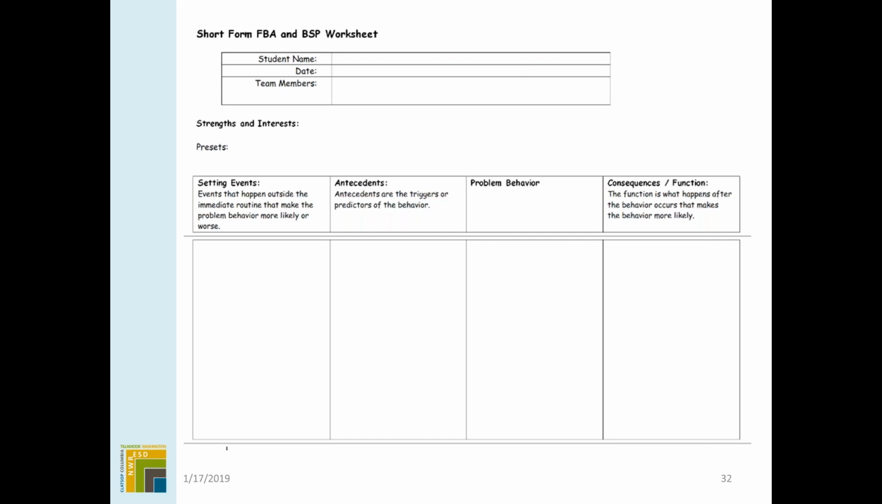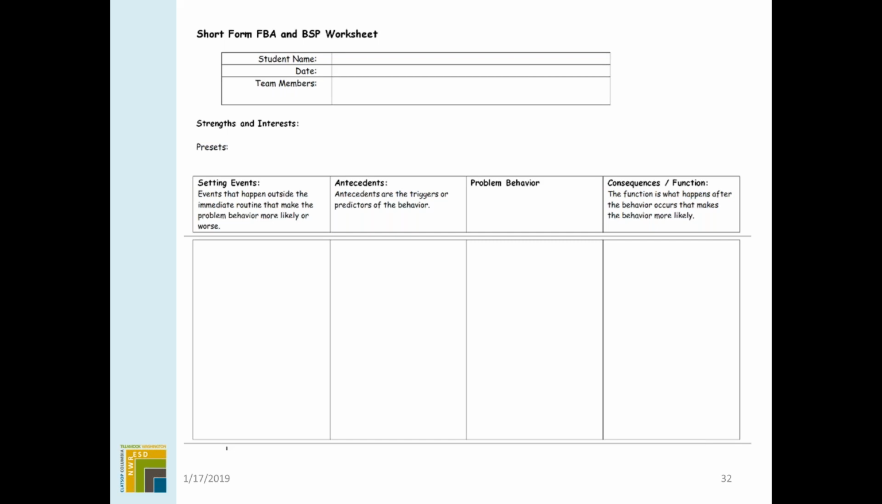Presets I'm going to talk about in a little bit, but those are things that essentially are part of the student every day. Often for students that we're doing the FBA for, it's a disability. Today we're talking about students with a brain injury. That would be a significant preset. And then we have these four categories: setting events. Those are events that happen outside the immediate routine that make the problem behavior more likely or worse. I'm going to give some examples of that. Most people know what setting events are for students, even if they don't use that term. They're very aware of that.